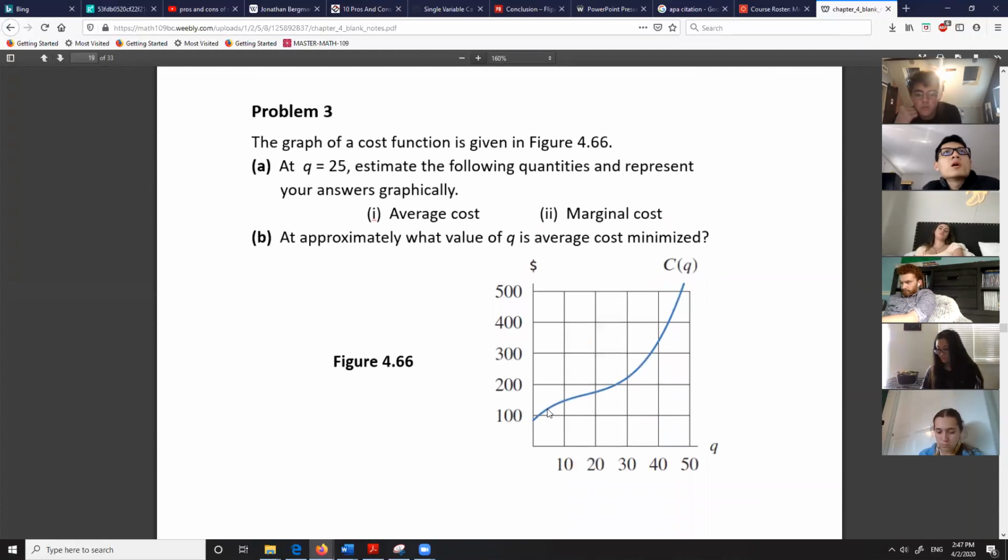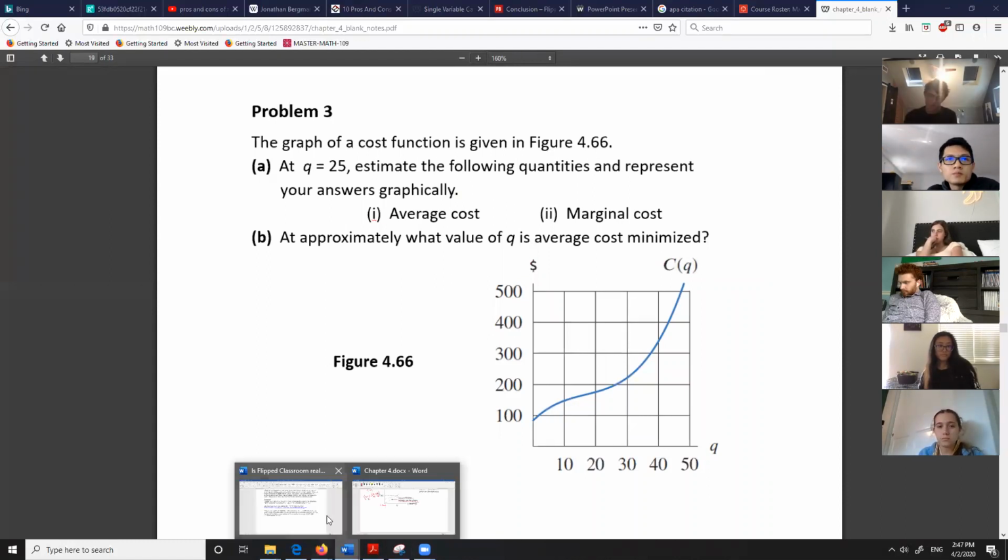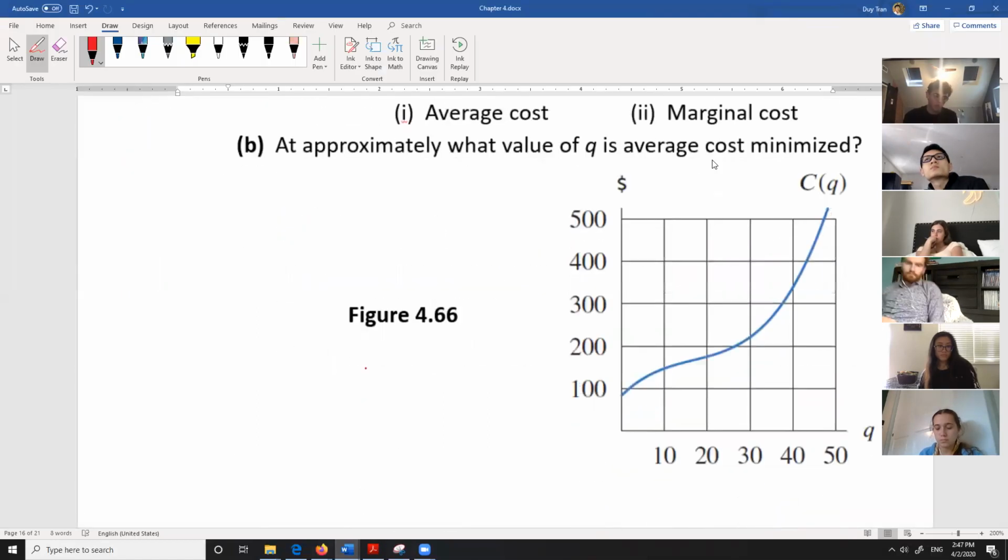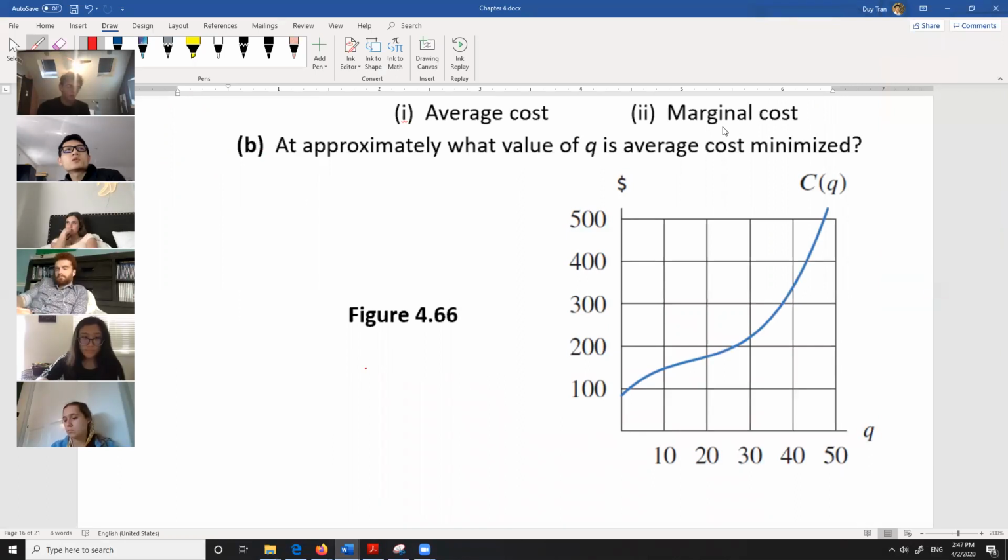Now, in this example, we are given a graph of the function C of Q, which is the total cost. They ask you, when Q is equal to 25, estimate the following quantities and represent your answers graphically. They ask you two things: the average cost and the marginal cost when Q is equal to 25. So let's do it over here.